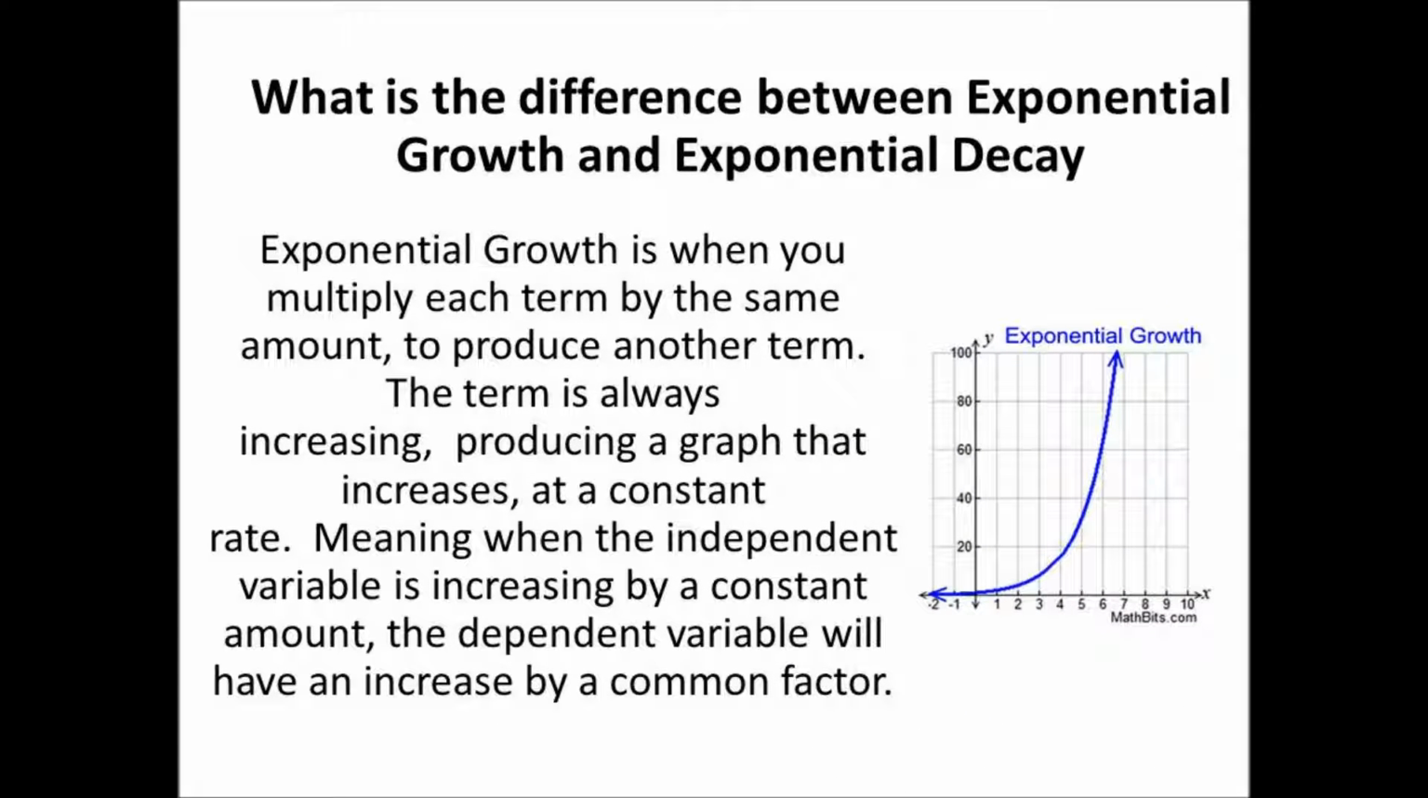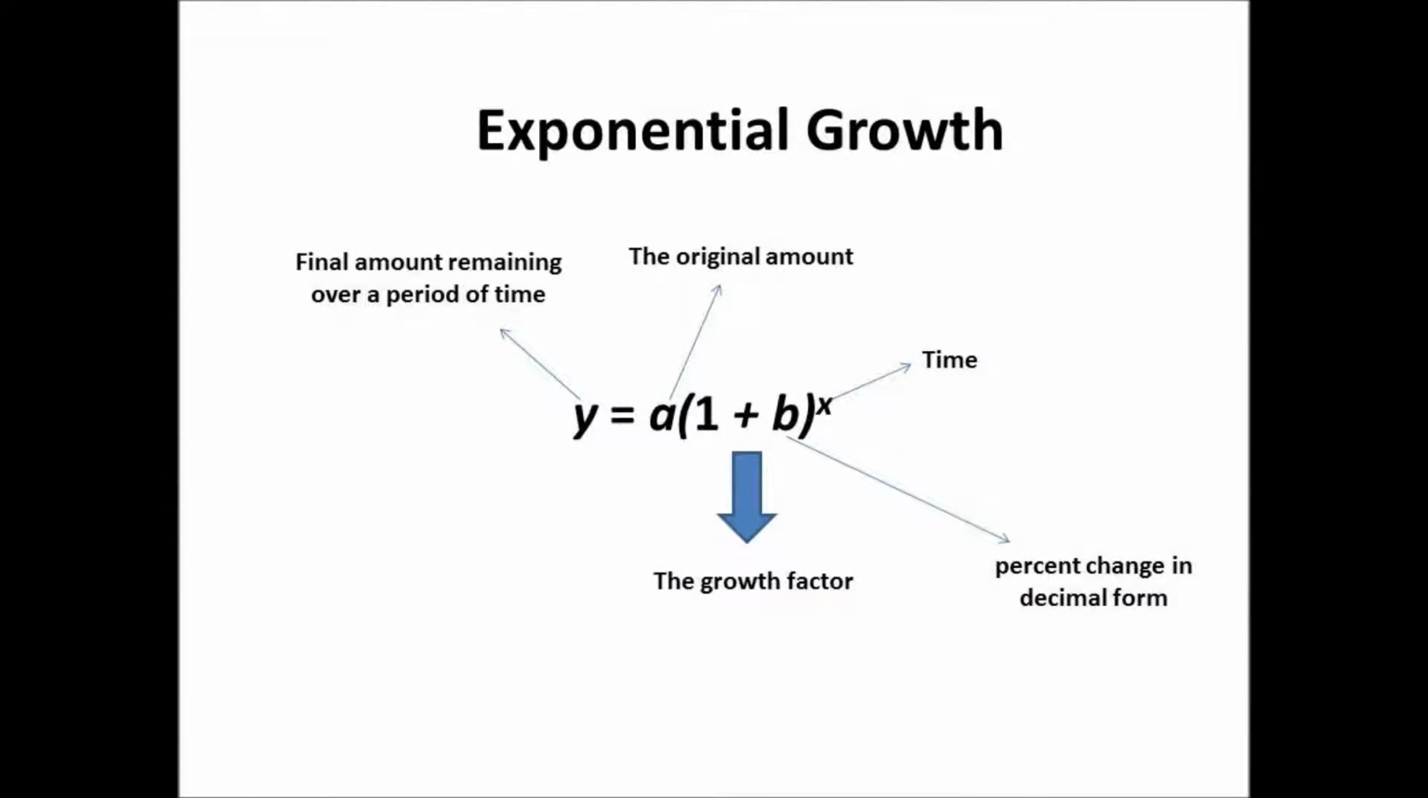What is the difference between exponential growth and exponential decay? Exponential growth is when you multiply each term by the same amount to produce another term. The term is always increasing, producing a graph that increases at a constant rate, meaning when the independent variable is increasing by a constant amount, the dependent variable will have an increase by a common factor. This is what a graph of exponential growth looks like.